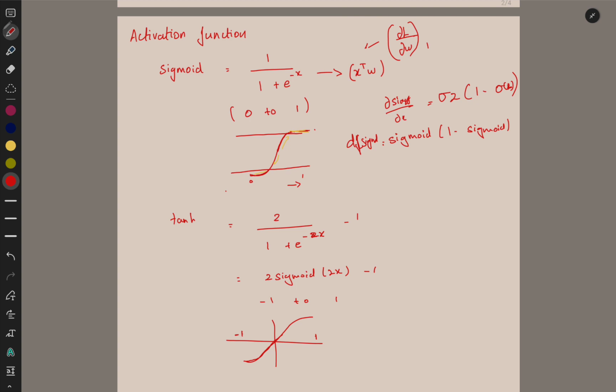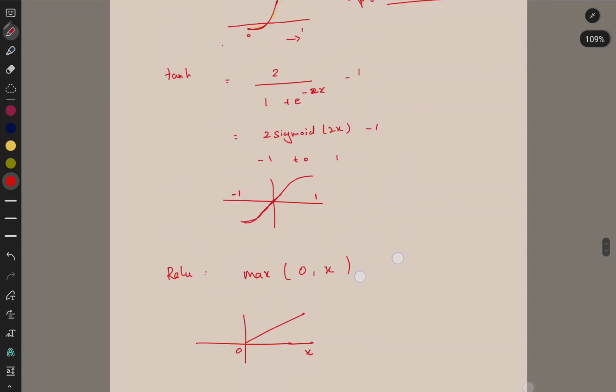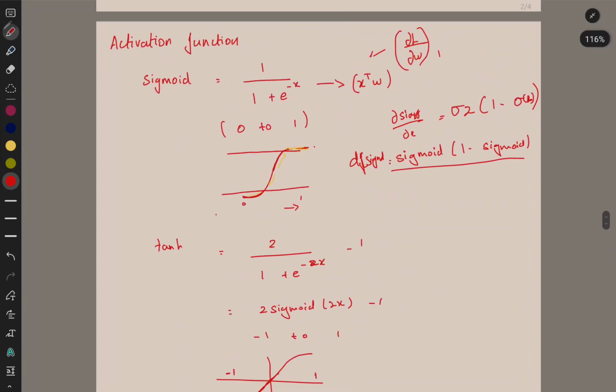This is a shortcut by the people who designed these equations. When we apply this in gradient descent, our computer doesn't have to do that much computation. Instead of doing calculus, it will just take sigmoid times 1 minus sigmoid. This is the derivative of sigmoid. This is a trick.